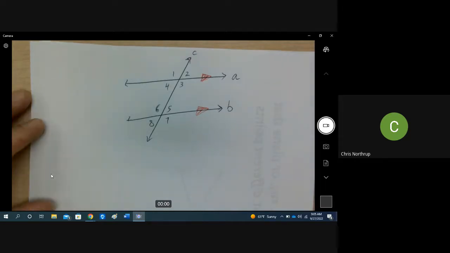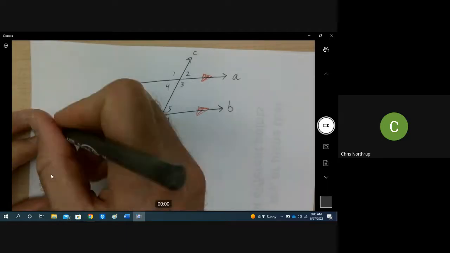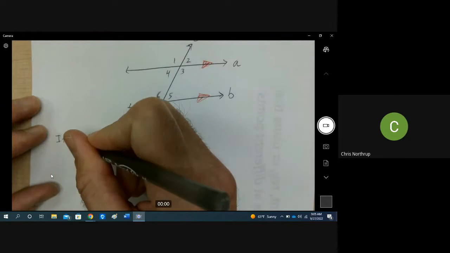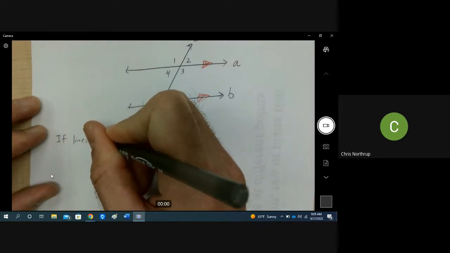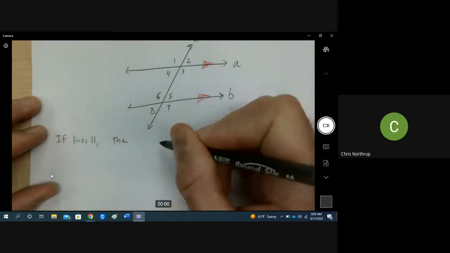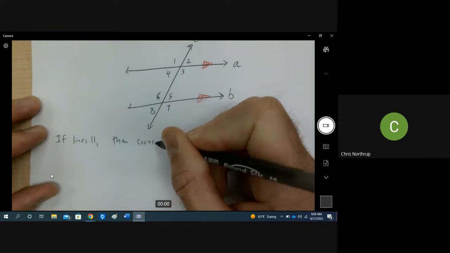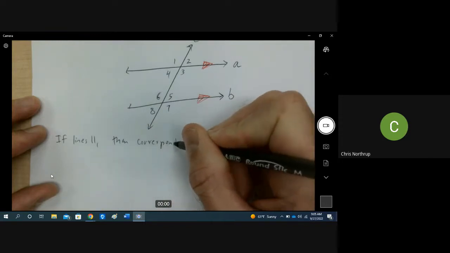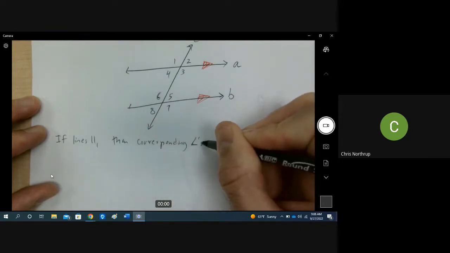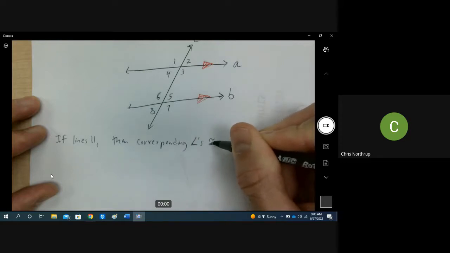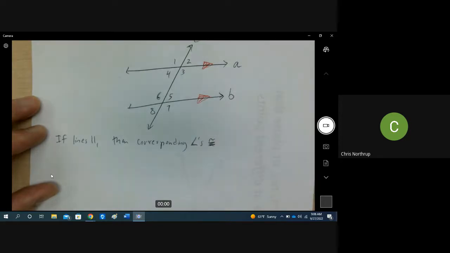So to start things off, we have a postulate. So this is something that we're just going to believe as true. It says if lines are parallel, then corresponding angles are congruent. Okay, so this is kind of where we're going to start everything off and base everything from.